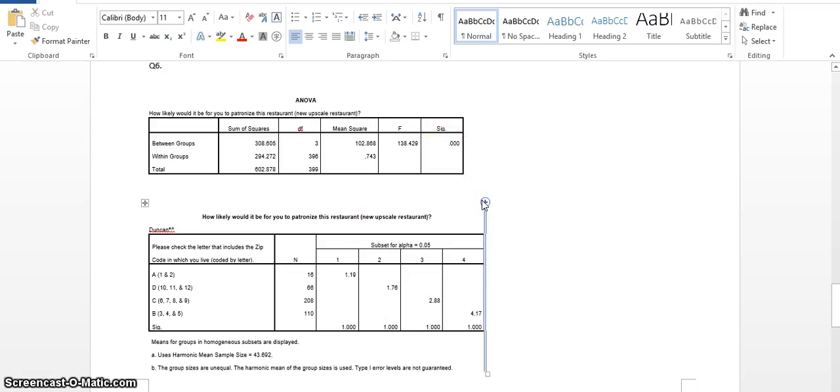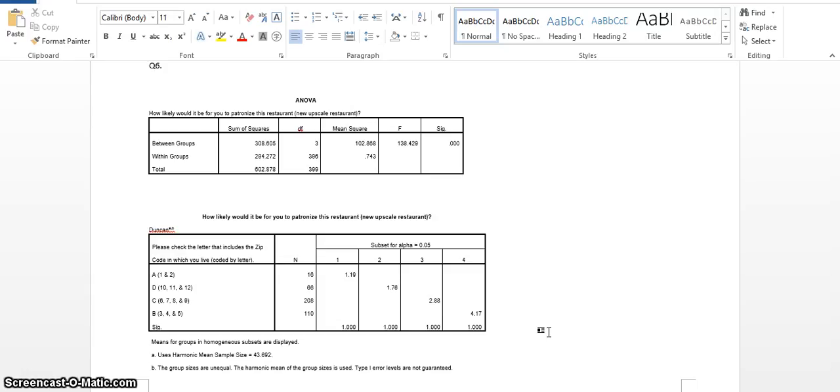Again, in question 5, they ask about notion. It's not hypothesis. There's two different things. Answer the question as it's being asked. Okay? And so for this question, going back to question 6, you can see that zip code A is 1.19. So they have the lowest mean compared to B, which has the highest mean. So the sequence would be A, B, C, and then D. So it shows that there is a difference in where people live, and people who live in zip code B would have the highest likelihood to prefer to go to an upscale restaurant.